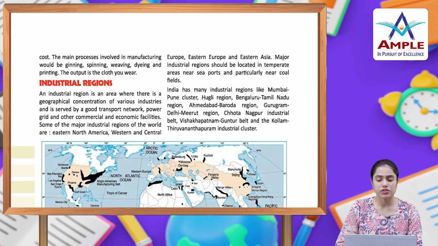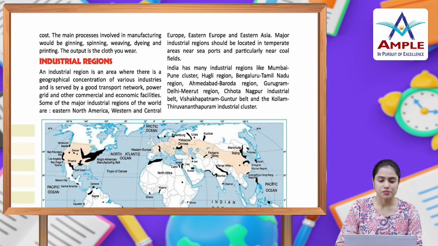India has many industrial regions like Mumbai, Pune cluster, Hooghly region, Bangalore, Tamil Nadu region, Ahmedabad, Baroda region, Gurugram, Delhi, Meerut region, Chota Nagpur industrial belt, Visakhapatnam, Guntur belt and the Kollam, Thiruvananthapuram industrial cluster.